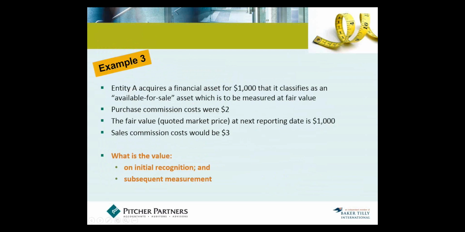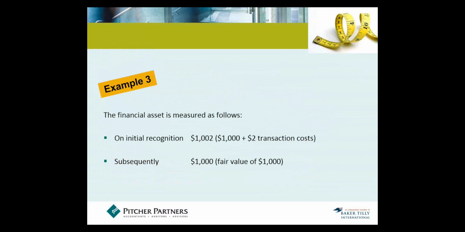Now initially, because it's AFS, we would say initial recognition is fair value of $1,000 plus the transaction cost of $2. So initial recognition is $1,002. Then when you go on at the first reporting date and at every future reporting date, your recognition is fair value, and your fair value is your quoted market price of $1,000. So sales commission costs are not deducted from fair value. Fair value is fair value. So on initial recognition, we've got it at $1,002, and subsequently, the first reporting period, it's $1,000.